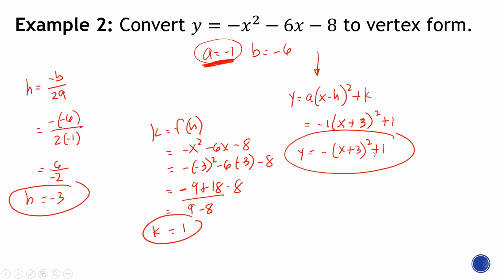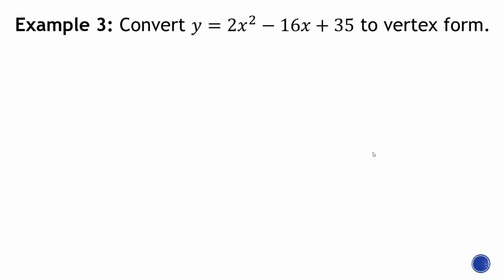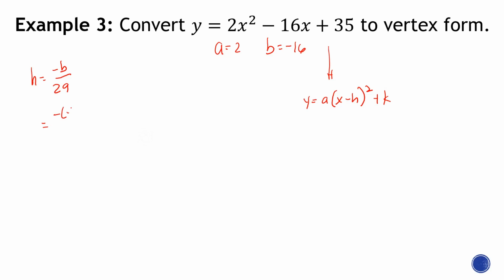Okay, last two examples. Here, again, the objective is to convert that into this. We need to find a and b. A is the numerical coefficient of the leading term. B is the numerical coefficient of the x term. So for h, that's negative b over 2a, which means negative negative 16 over 2 times 2, right? So negative negative 16, that's 16 over 4, which is equal to 4. That's our h. So we already have the h and our a. We just need to find k.